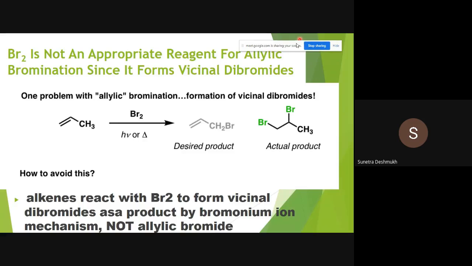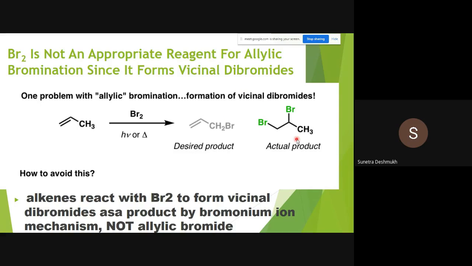Now the thing is, Br2, I am talking about Br2 bromination. In the previous slide we did bromination of the benzylic methyl group. Now here also we will use the same Br2 for the allylic bromination. But here we have seen that Br2 is not an appropriate reagent for allylic bromination. The heading is: Br2 is not an appropriate reagent for the allylic bromination.